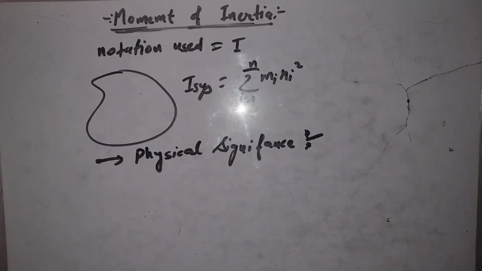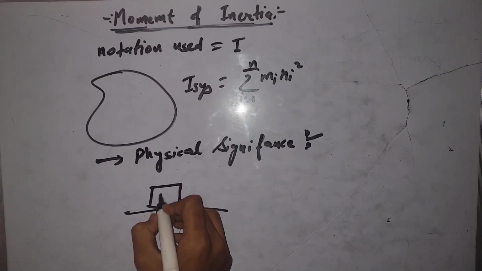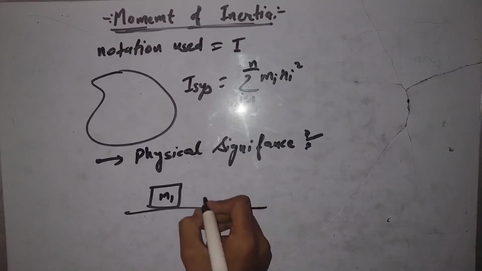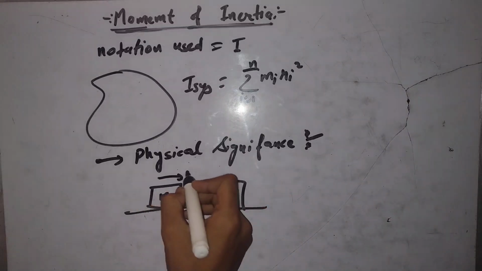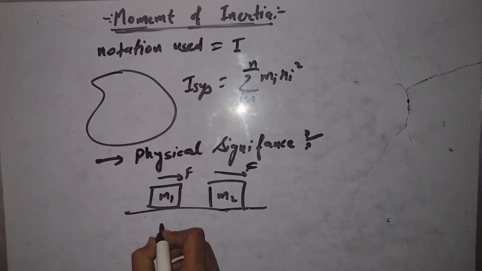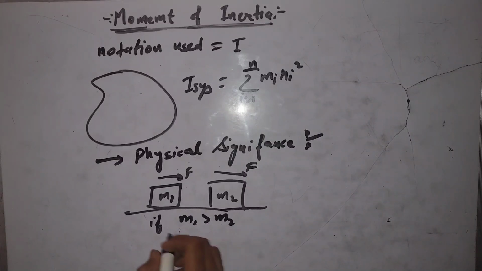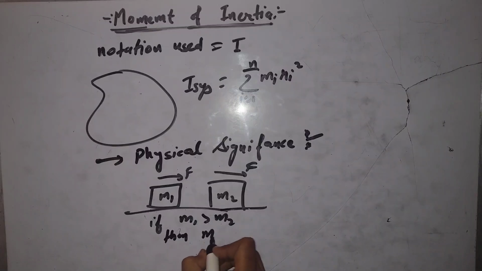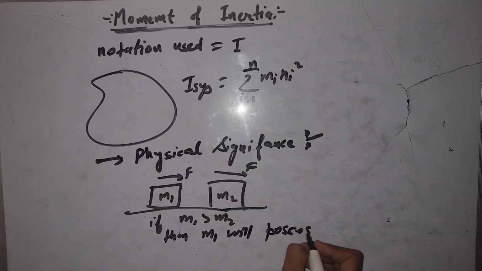We know that in translational motion, let's say there are two bodies, this is m1 and this is m2. If we apply the same force, and m1 is greater than m2, then m1 will possess a slow start.